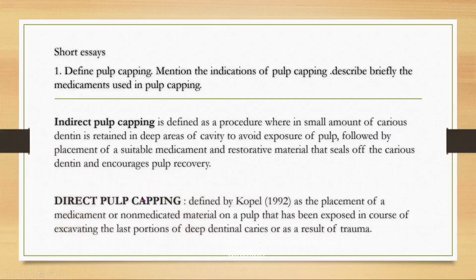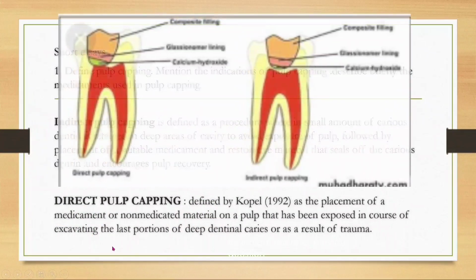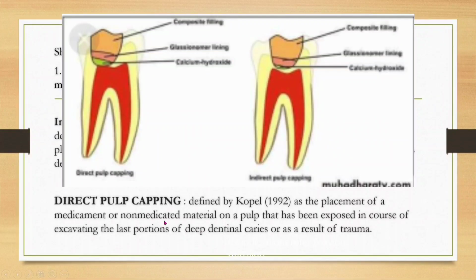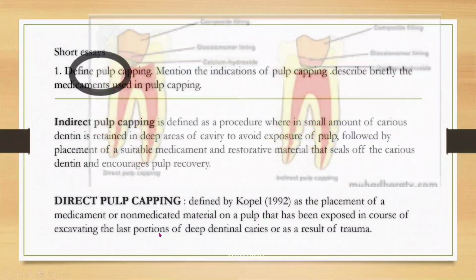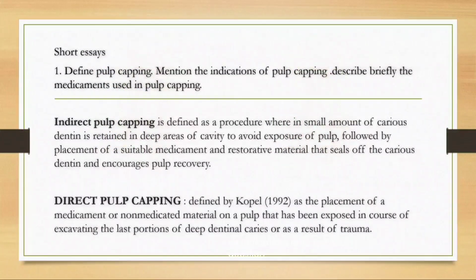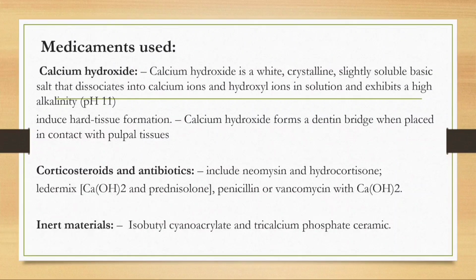So direct pulp capping, when there is a mechanical trauma or exposure due to any rotary instrument, we just place a medicament or non-medicated material on the pulp. Okay. So excavating the last portion of deep dentinal caries, and it usually happens due to trauma. So what are the medicaments we use? So the first one is calcium hydroxide.